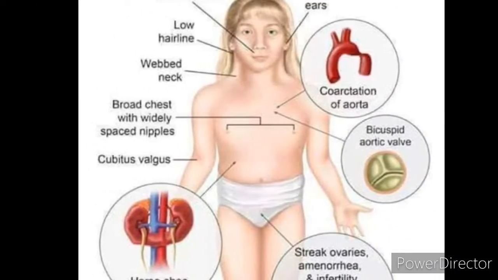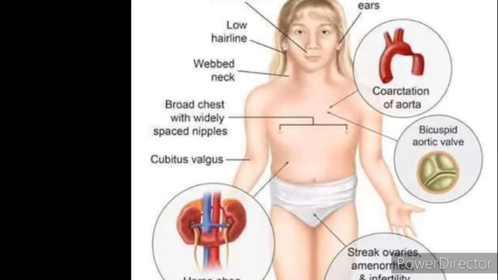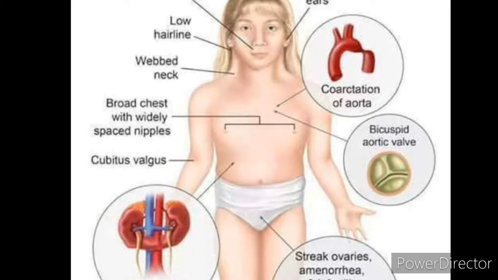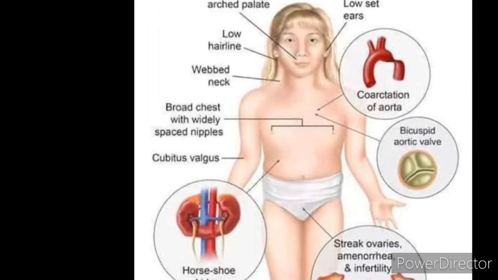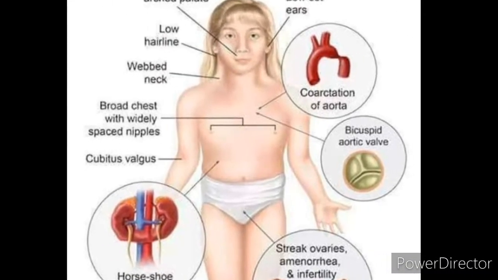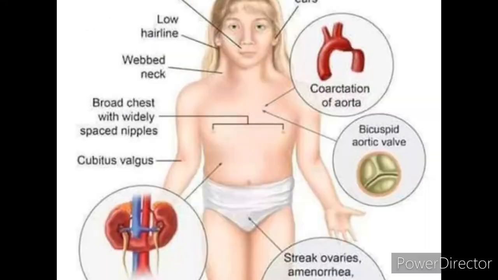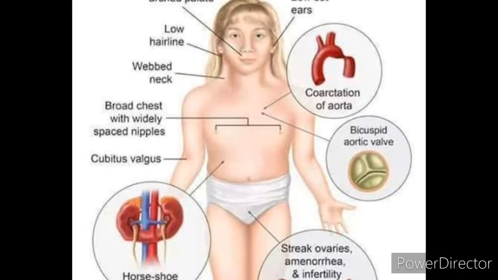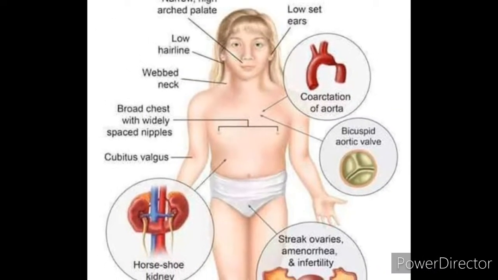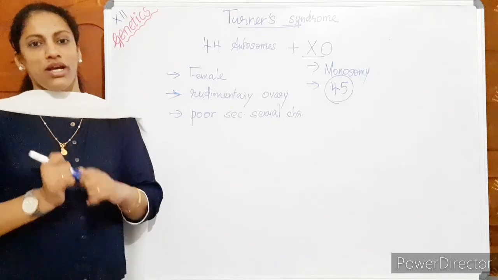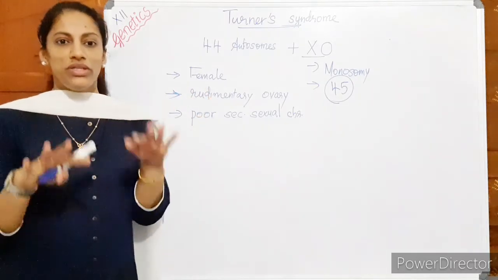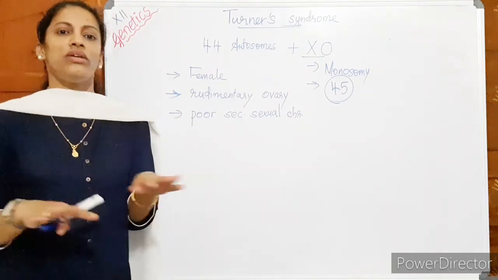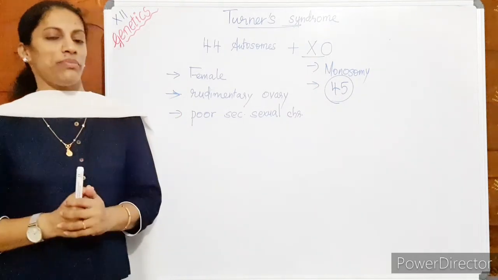Look at this Turner's female with underdeveloped ovaries, poorly developed secondary sexual features, webbed neck, so many deformities. Okay, that is about these chromosomal disorders. With this topic, genetic disorders, we are winding up the chapter.